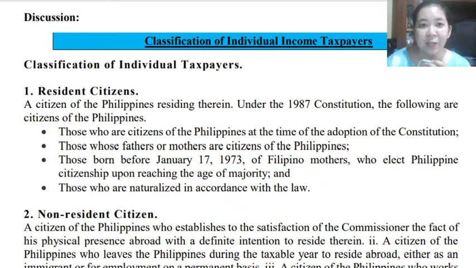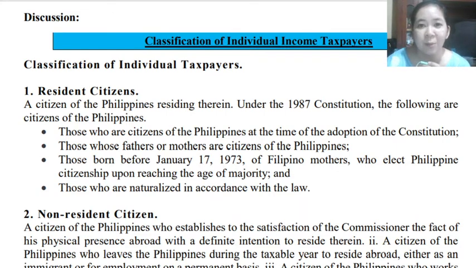So the first classification is resident citizen. When we say resident citizen, this is a citizen of the Philippines and also residing here in the Philippines. Meaning, you are a Filipino citizen and you are living here also in the Philippines. So under the 1987 Constitution, we have the following guidelines to identify if you are a citizen of the Philippines.